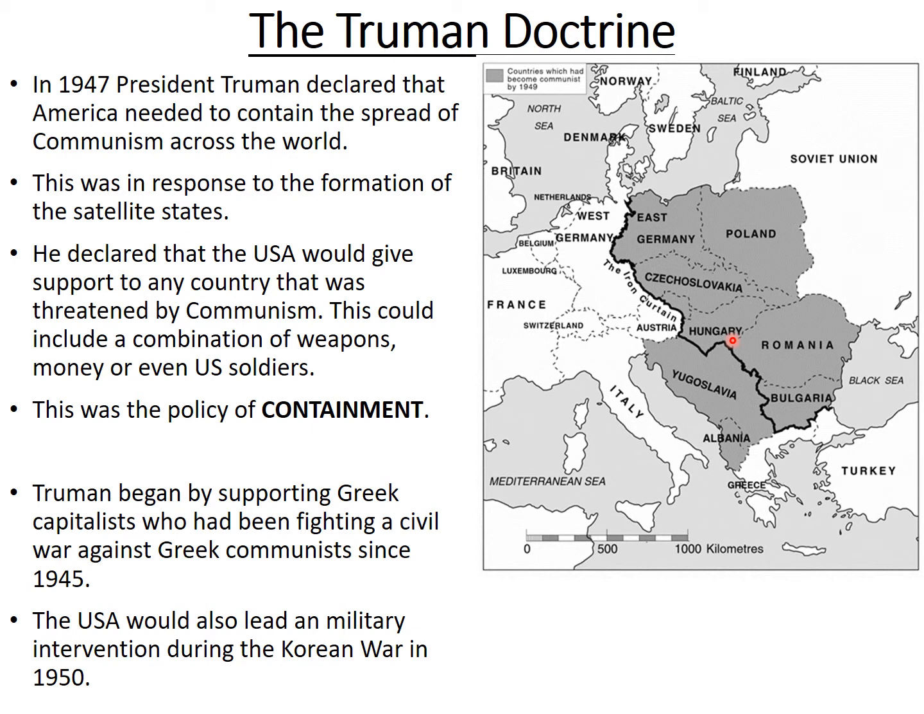So, Truman declares that the USA would give support to any country that was threatened by communism. Any country in the world that's a capitalist country that's threatened by communism would be eligible to receive support from the USA. This could include a combination of weapons, money, or even US soldiers. So it could be military, it could be economic, it could be in material, it could be in men, depending on the situation. This is the policy of containment at work.